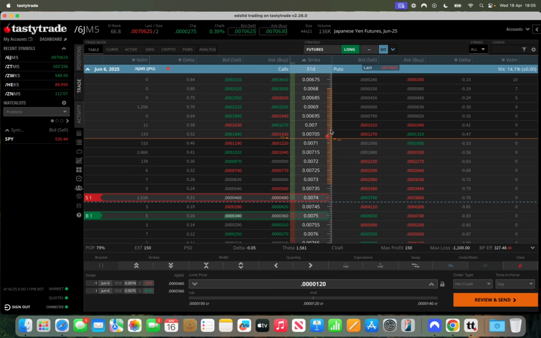So what you want to do is have a small directional assumption. You don't have to have a directional assumption, but if you are going to take just one side of the trade, i.e. you're going to sell calls as opposed to puts or both, then just have a small slight directional assumption. It doesn't really make a difference.